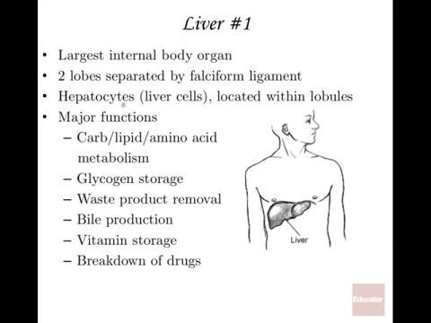Hepatocytes are liver cells. That word hepato, always pertains to the liver, and they're located within lobules. If you take a cross-section of the liver and look at what's in it with a microscope, there are these little round regions called lobules, and then in there you have hepatocytes, you have lots of blood vessels, you have lymphatic tissue in these little clusters, and that's how the liver is arranged microscopically.